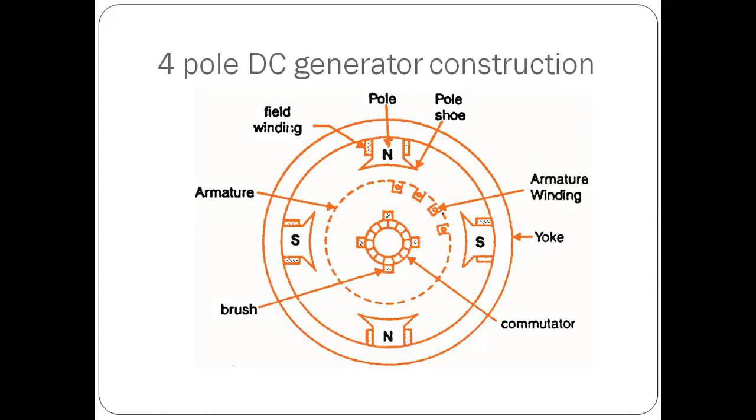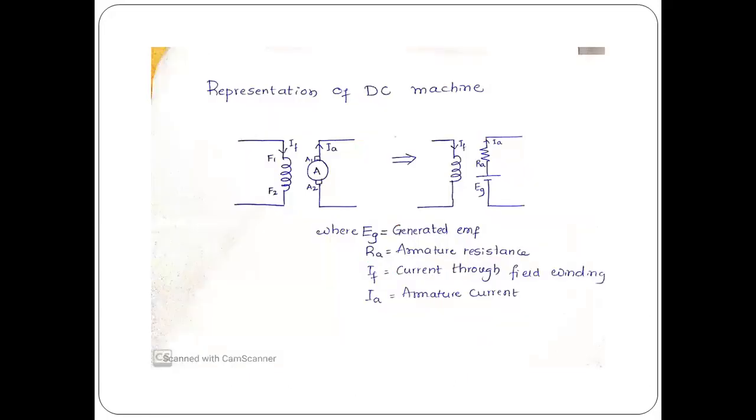From this diagram, what are the main components of the DC generator here? The main components are the field winding and the armature winding. So those parts are represented like this. F1 and F2 is the field winding, and the current flowing through it is IF, and the armature is represented like a machine. A is the armature, and this is the field winding. Like that we are representing the DC machine.